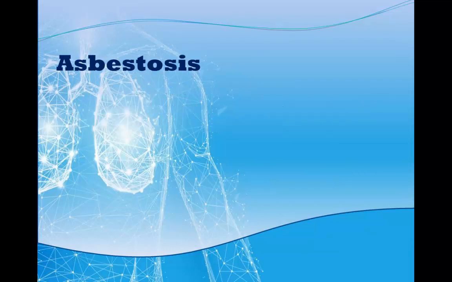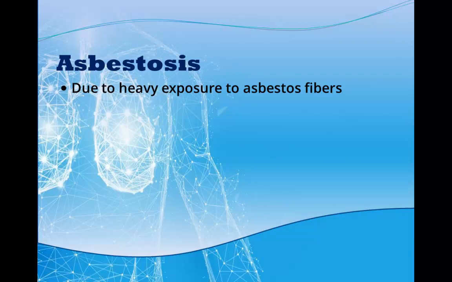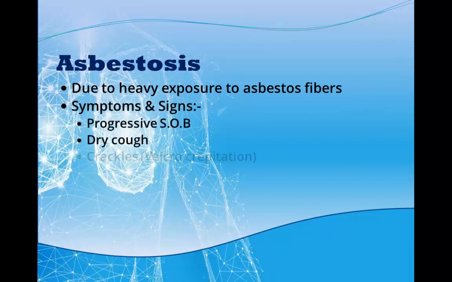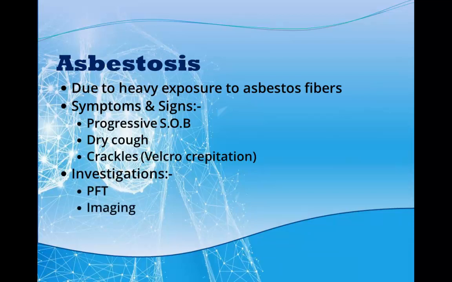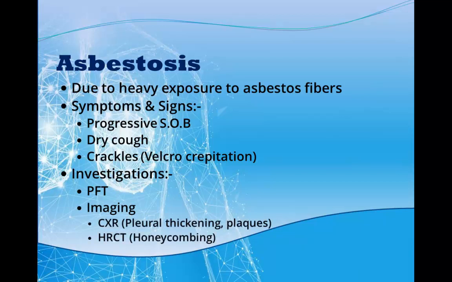Asbestosis is due to heavy exposure to asbestos fibers, which, although rare nowadays, was used in buildings for fireproofing and electrical wire insulation. The exposure has to be over a long period of time, like 5 to 10 years, and they'll present with progressive shortness of breath, dry cough and crackles. On investigations, pulmonary function test will show a restrictive picture. On chest X-ray, we'll see pleural thickening and plaques, and on high-resolution CT, a honeycomb appearance.